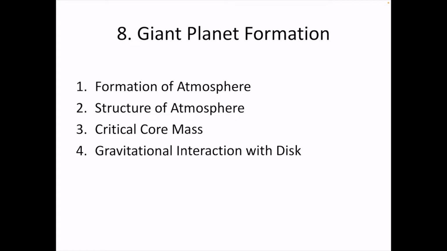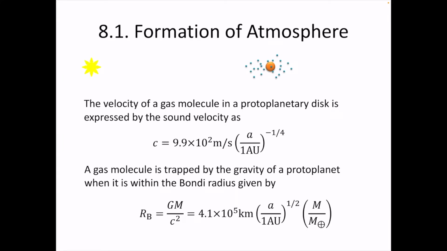The last topic is the gravitational interaction with disk. First topic is the formation of atmospheres. In the Hayashi model, the velocity of gas molecule in a protoplanetary disk is expressed by the sound velocity as c equal to 9.9 times 10 to 2 meter per second at a distance from a star of 1 AU. A gas molecule is trapped by the gravity of a protoplanet when it is within the boundary radius given by these equations.